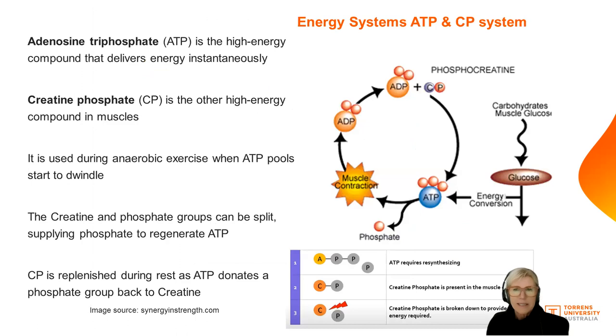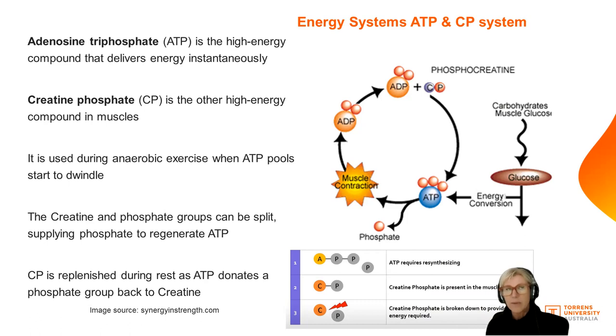Going back to that CP system, ATP CP system. So adenosine triphosphate, remember one adenosine, three phosphate ions, is a high in energy compound that delivers energy instantaneously. As you can see here on the graphic on the right. Now, what happens is that bond breaks, and when the bond breaks, energy is created. So energy is not created or destroyed, but in this way, it's actually created. It changes form.